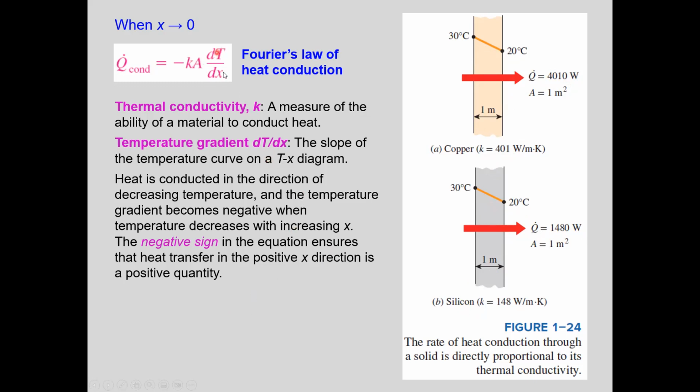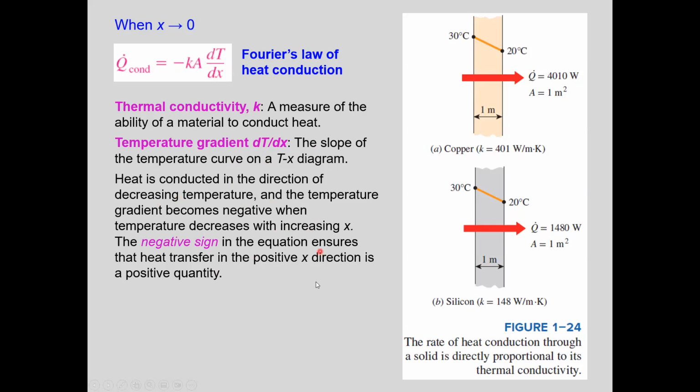And this dT/dx represents the slope of the temperature curve on a T-x diagram, right? dT/dx is the slope. Okay. So why do we have a negative sign here?